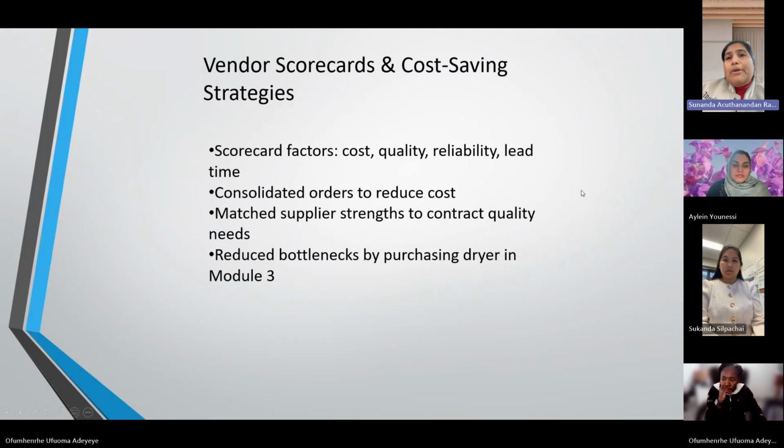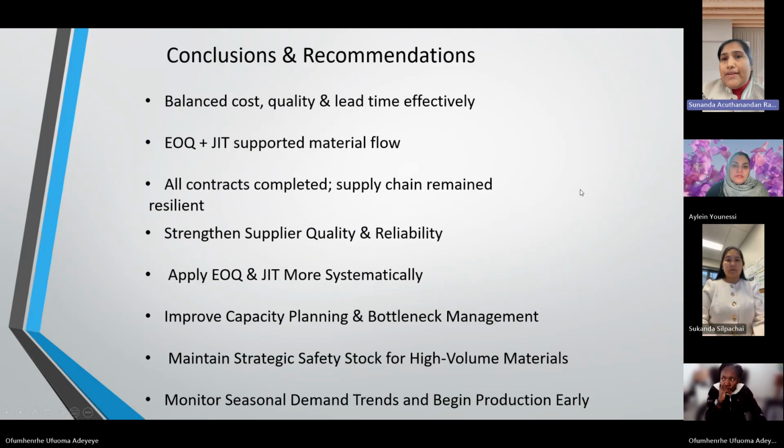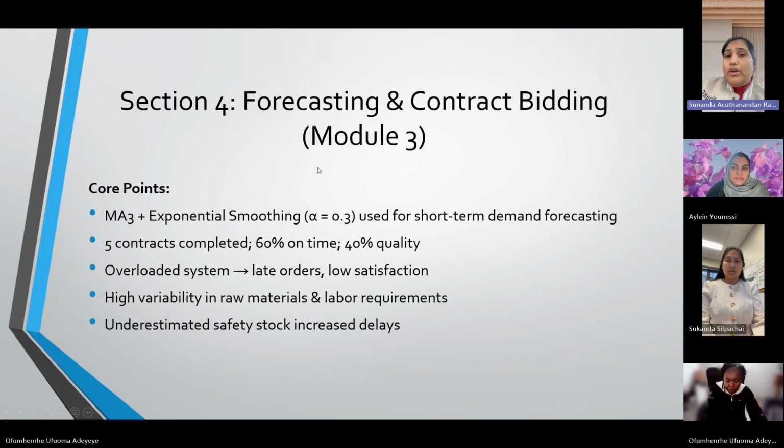Coming to improving capacity planning, bottleneck management was essential. During this module, equipment like sorting and drying became bottlenecks, so we had to bring in that machinery to prevent delays. This means equipment purchases or staffing decisions are made based on real demand rather than reacting too late. The next thing we looked into was maintaining a small but strategic level of safety stock on high volume materials.